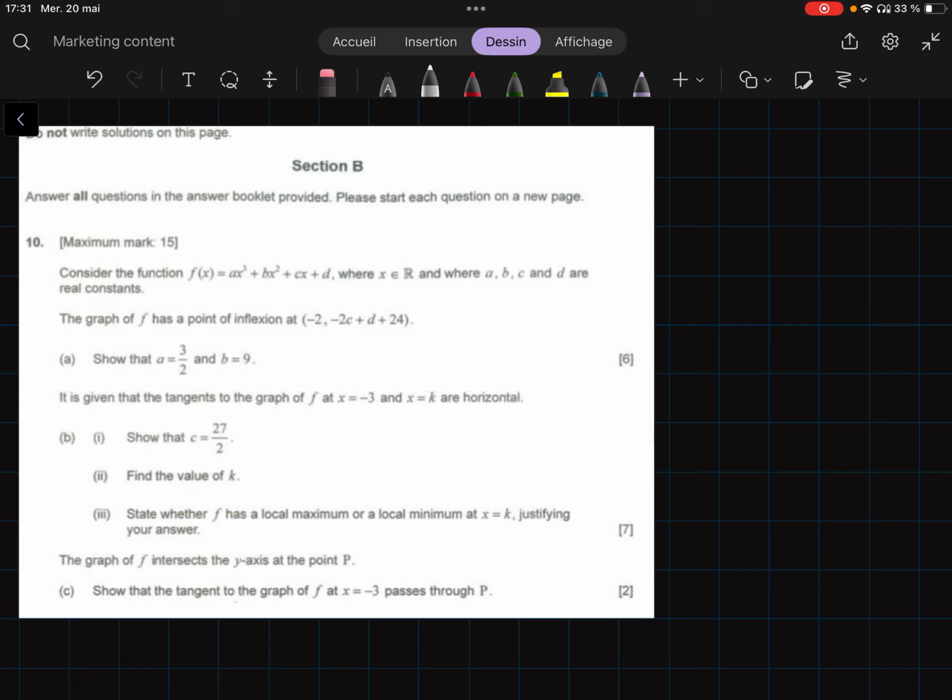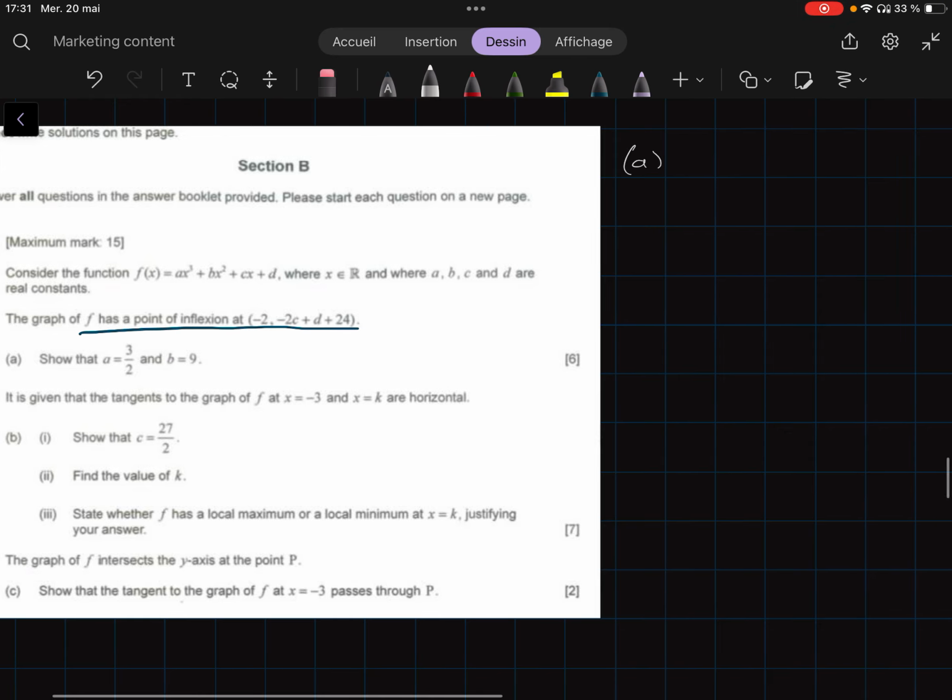Part A. We want to show A is equal to 3 by 2, B is equal to 9. We also know the point of inflection. Very useful information. So, to find the point of inflection, you have to find the second derivative of f, then set it equal to 0.